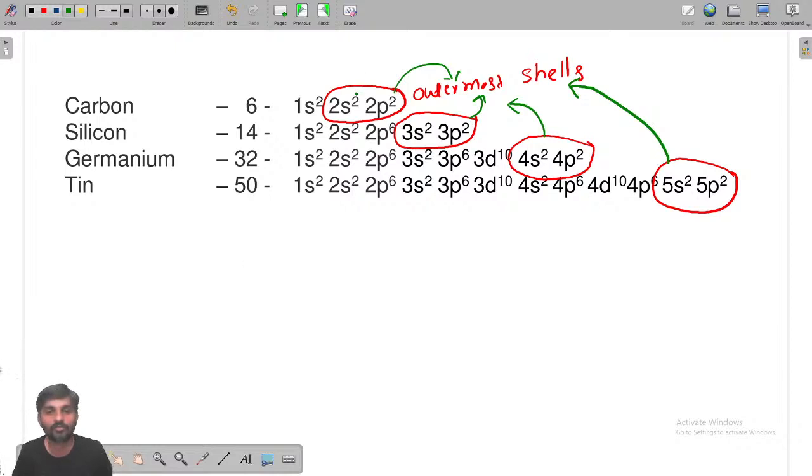Here you have 2 plus 2, 4 electrons. So in the outermost shell, you have only 4 electrons.